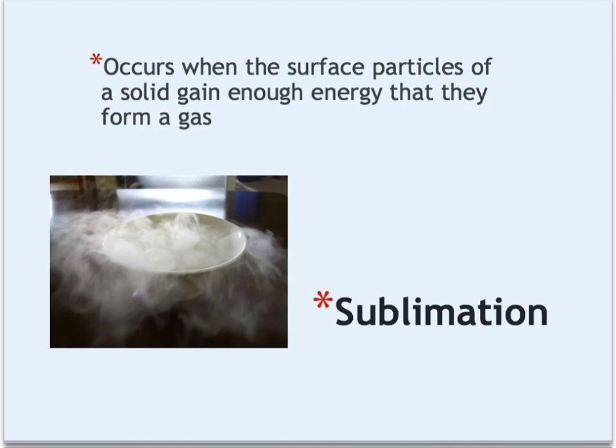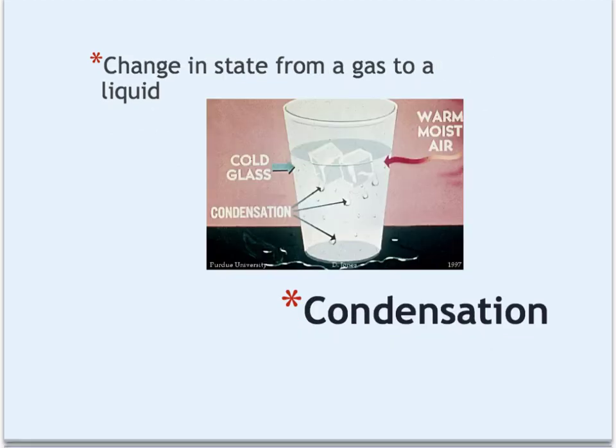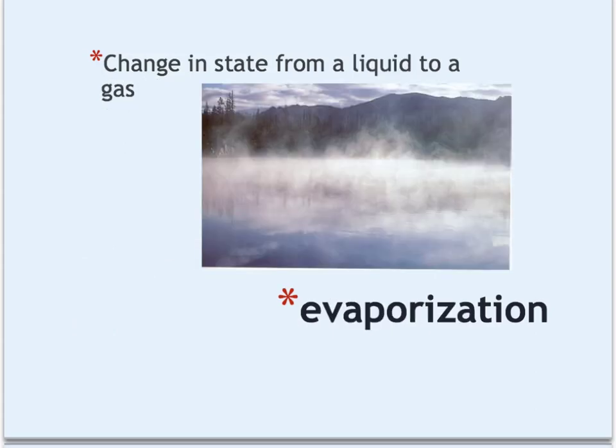Sublimation occurs when the surface particles of a solid gain enough energy that they form a gas. We've got a picture of dry ice here where it's moving to form a gas. Condensation is the change in state from a gas to a liquid. A cold glass, warm moist air hits, and condensation forms. Where does that condensation come from? The air around the glass. It is not coming from inside the glass, it's coming from the air around the glass. We did this obviously in our investigation with my glass.